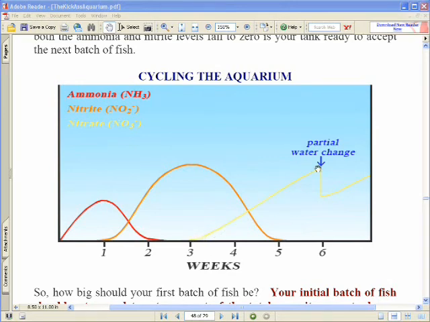gradually increase. Now, nitrate you can remove only by way of partial water changes, as indicated here. Eventually, it will keep on increasing, but it's not a big deal. Nitrate is relatively harmless, and as long as you keep a tab on its levels by doing those partial water changes, you should be fine. Okay, so those are the basics of biofiltration and cycling the aquarium.